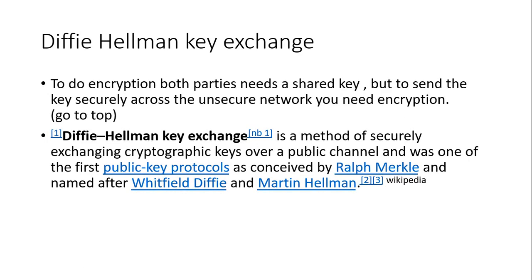Diffie Hellman is what we call the key exchange. Now imagine you want to do encryption, but in order to do encryption, both parties need to have a shared key to do encryption decryption. But how do you send the key securely across the unsecure network? You need encryption. Can you see the circular argument here? To do encryption, you need a key, but to send the key securely, you need encryption. So you are stuck in a circular argument.